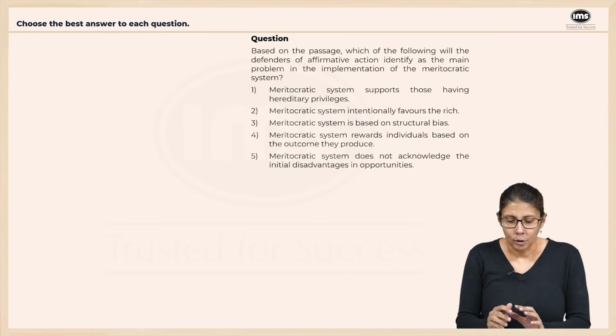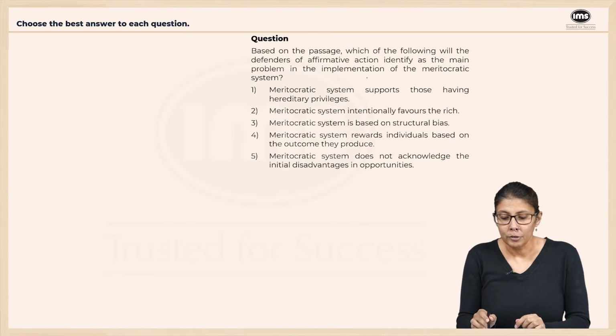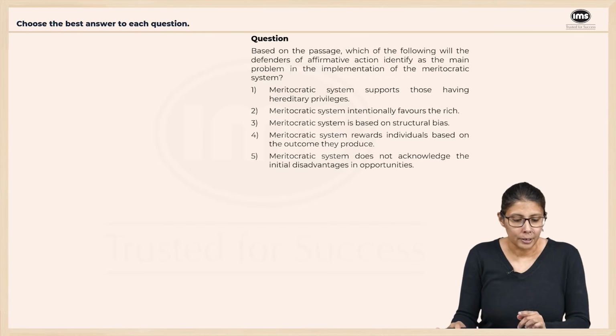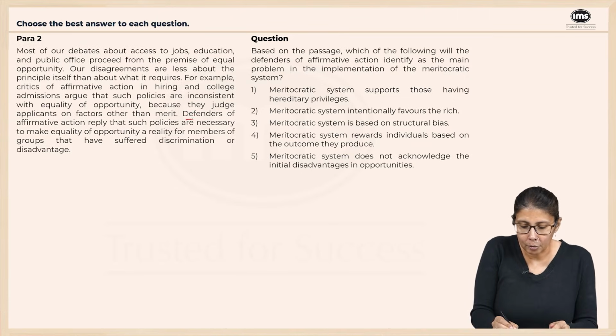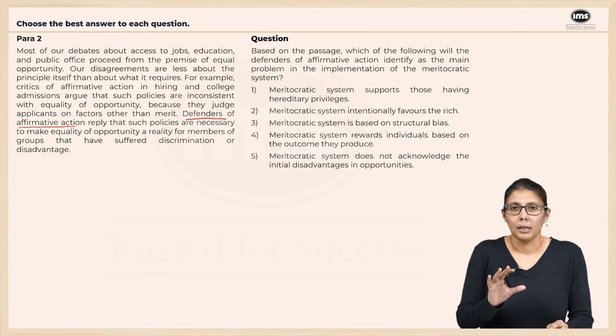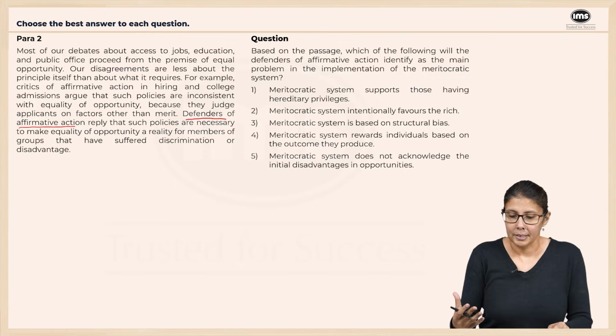The question here looks like it could be complicated, but it's actually very simple. Based on the passage, which of the following will the defenders of affirmative action identify as the main problem in the implementation of the meritocratic system? Now for this, obviously we are going to look at paragraph 2 because this is where we are talking about the defenders of affirmative action. So what is affirmative action? It is policies favoring disadvantaged groups.